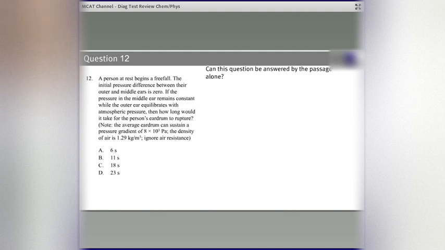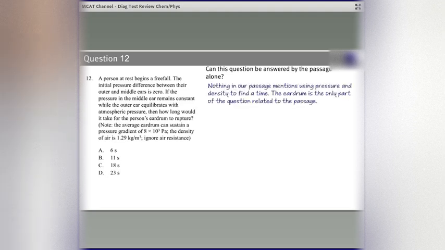And this is about somebody falling from free fall. Was there anything about this in this passage? Anything even remotely related to this? Now, this is not a passage-based question at all. All right, free fall, we've encountered this. This is very much physics, okay? So it says the initial difference between our outer and middle ear is 0. That's the only thing that seems to relate to the passage right now.